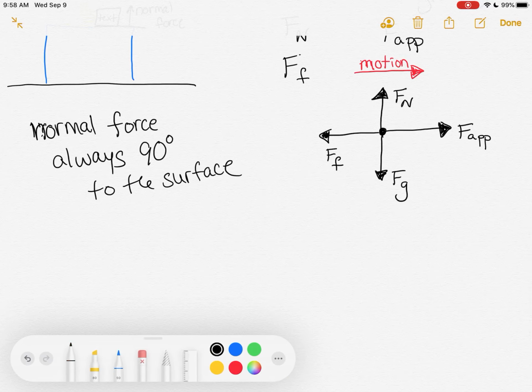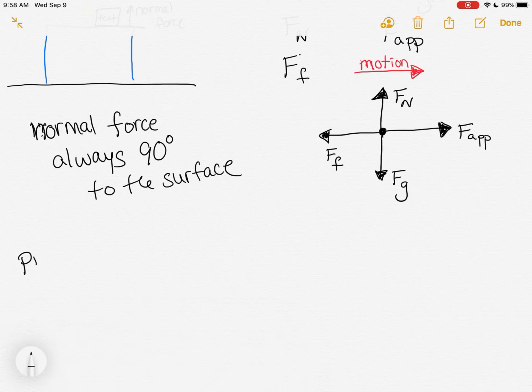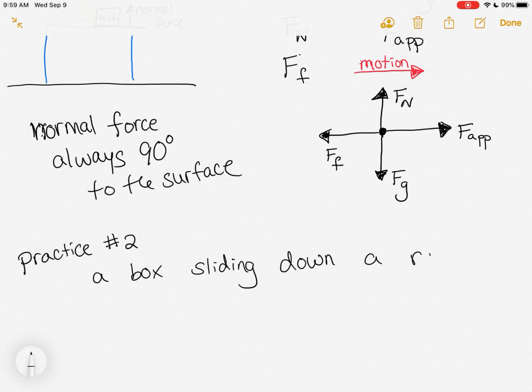And in this one, we're going to have an object that's actually sliding down a ramp. So practice number 2, we have a box sliding down a ramp.